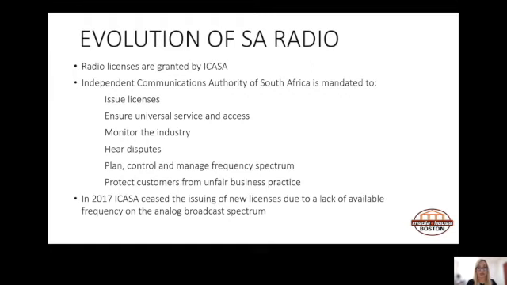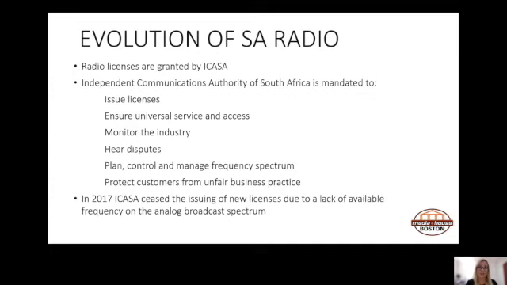If you have a mouse for your laptop, if you look at the back of your laptop, if you look at the box that your phone was in, if you have AirPods or earphones and you look on that, everything's got a label that says ICASA. ICASA is the Independent Communications Authority of South Africa. They are in charge of the radio stations. They are mandated to issue licenses to ensure universal service and access to everyone, to monitor the whole industry, to hear disputes, to plan, control and manage the frequency spectrum, and to protect customers from unfair business practice. So what is frequency spectrum?